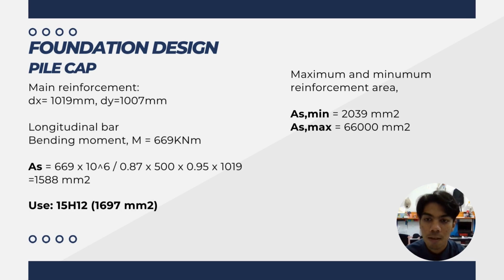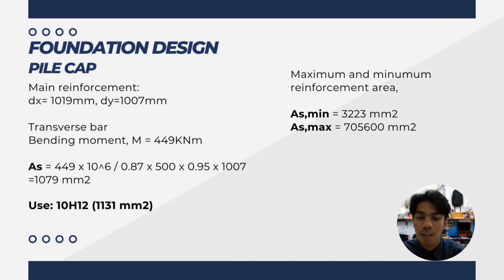For the main reinforcement, longitudinal bar bending moment is 669 kN meter. For the AS required, 1588 mm². We use 50H12. The area provided is 1697 mm². For the AS min is 2039 mm² and AS max is 66,000 mm².